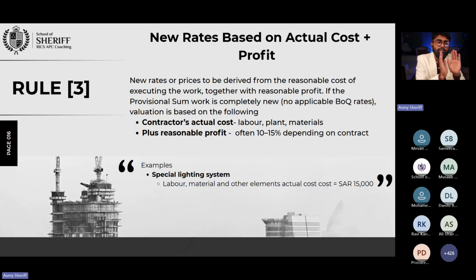Let's say you have a provisional sum item which you directed the contractor to execute, for which you don't have a BOQ rate. And this item is completely different. How are you going to evaluate it? On what basis? For that, you are going to agree a new rate. You are going to identify the actual rate. You are going to ask the contractor to submit the actual rate. A simple example I'll tell, of what happened today.